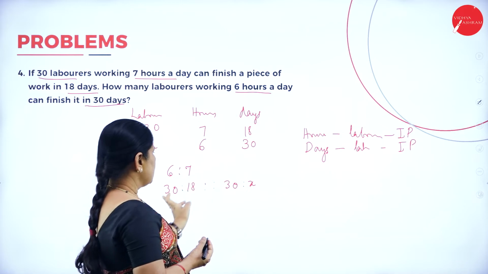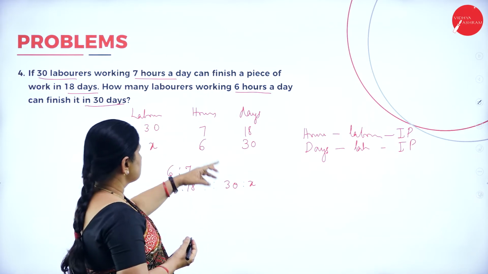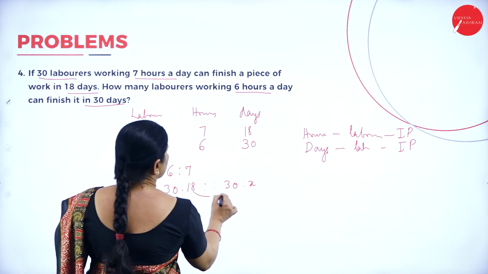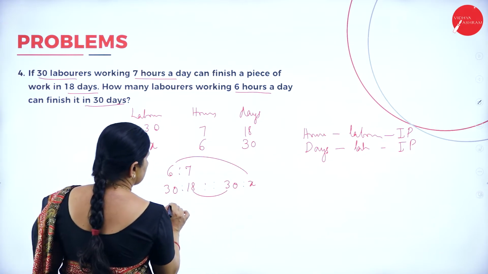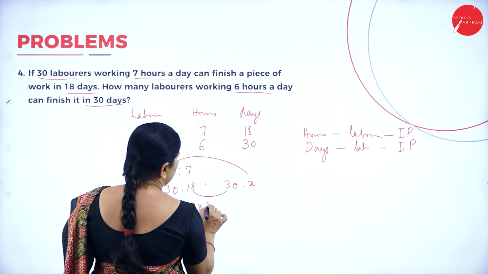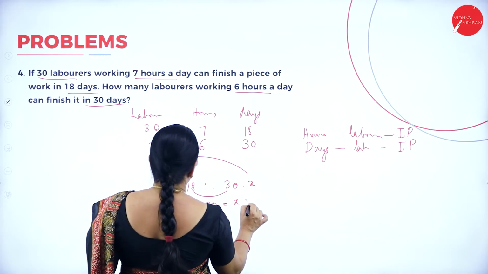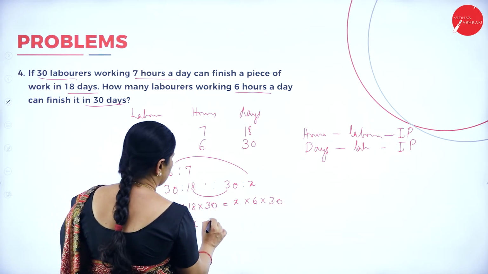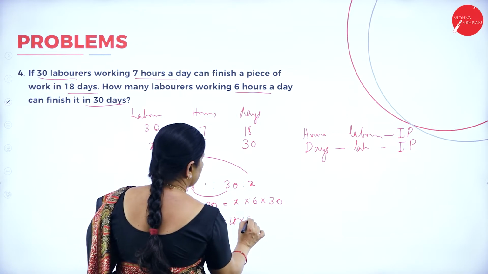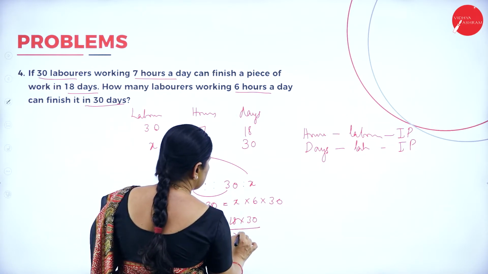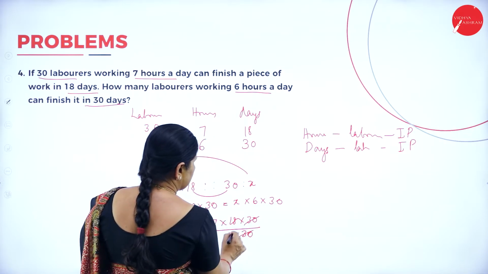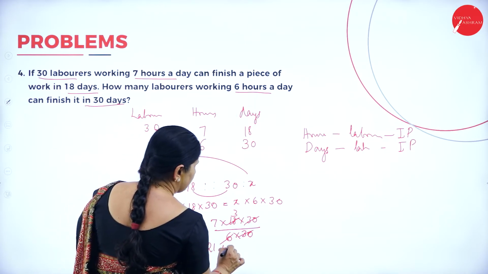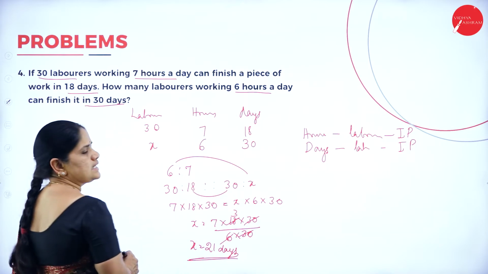So, 6 is to 7, 30 is to 8, and since this is in inverse proportion, I write this 30 first here and x here. Now, I multiply all this. So, I get 7 into 18 into 30 equals x into 6 into 30. So, x will be equal to 7 into 18 into 30 divided by 6 into 30. 30 gets cancelled. 6 3s are 18. x equals 21 days. So, this is the answer.